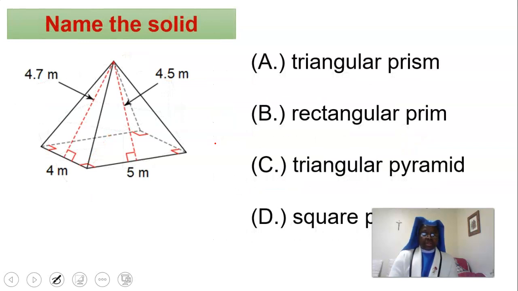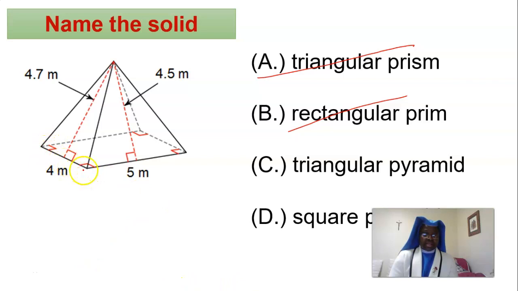How about this one? Well, what we can notice right away is it has a vertex. It is pointed, so it is a pyramid. Pyramids are pointed. That will cross these two out. And now, what type of pyramid is it? We look at the base. It has only one base.